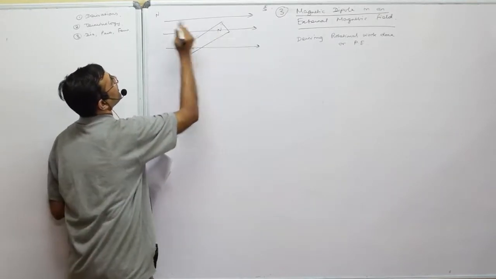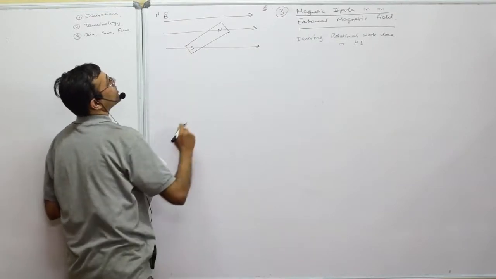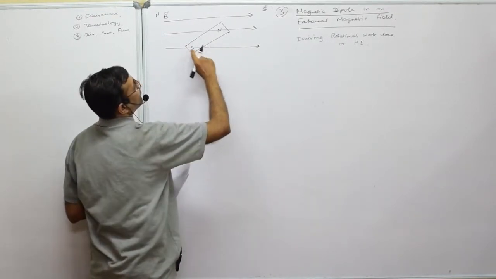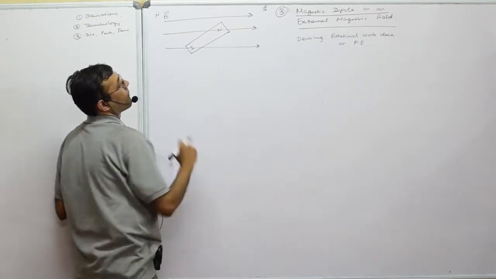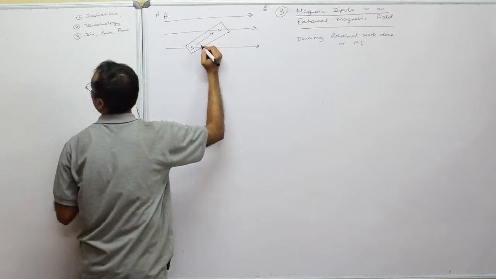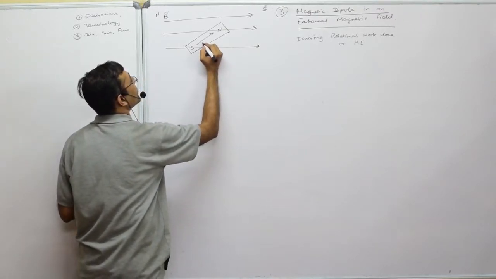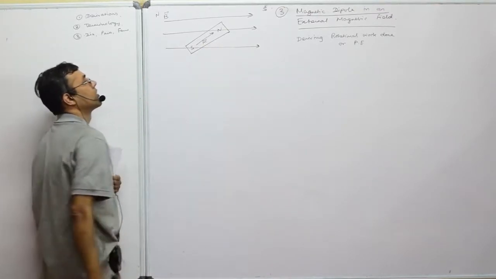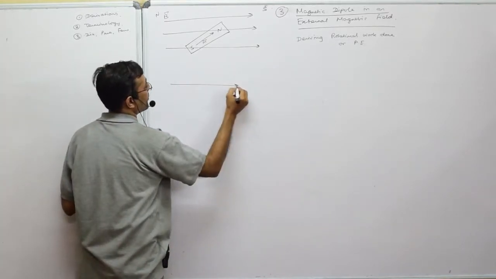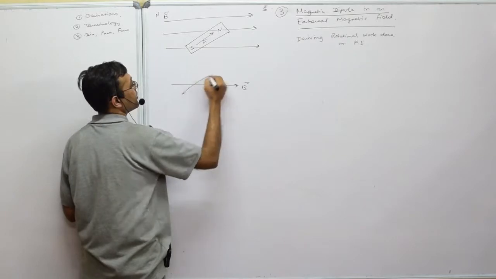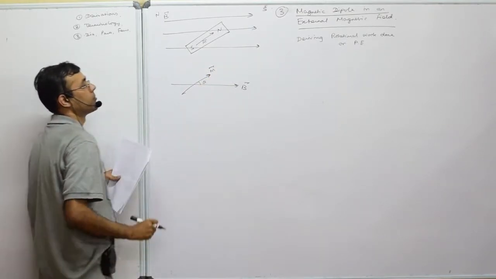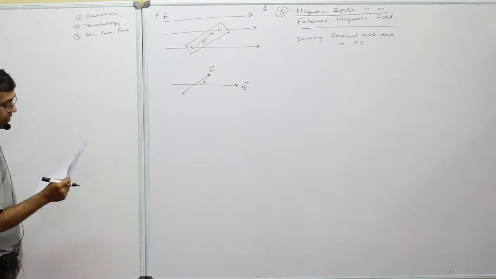So this is my magnetic field direction B. Which way is the magnetic moment, the magnetic dipole direction? Is it this way or this way? South to north, which means it will go this way. There it is minus to plus, so this will be south to north. It means the magnetic field direction is this way, the magnetic dipole moment is this way, so this is my theta. Theta is the angle between M and B.